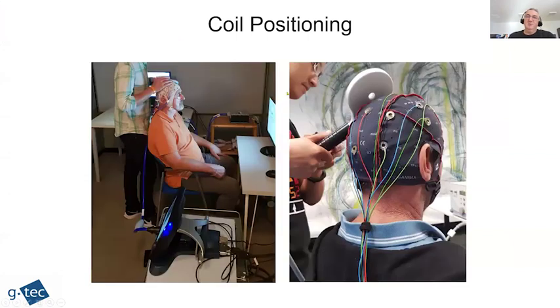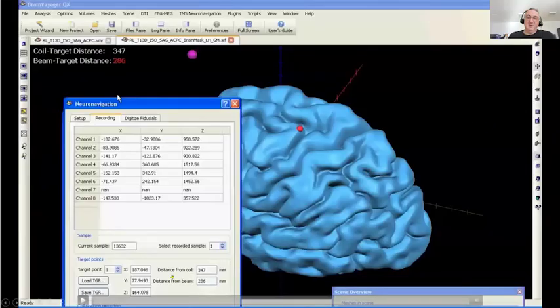As you can see, the coil is usually positioned practically against the cap, and that is very important in the case of the active electrode. So these are both examples with the passive electrodes, which have a thickness of 3 millimeters.